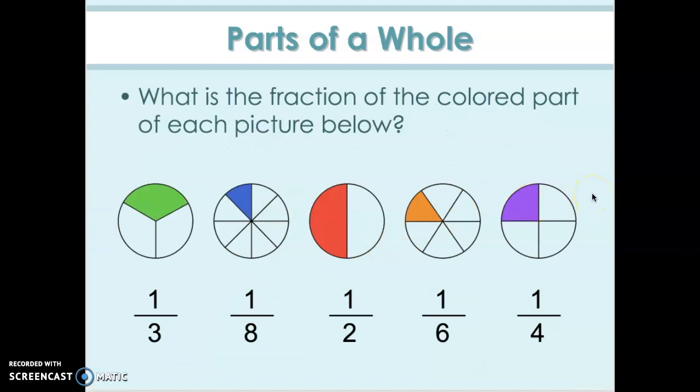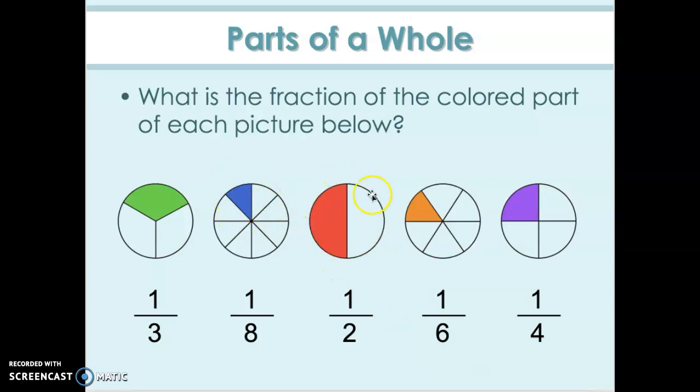Here are some different examples that I thought would help. What is the fraction of the colored part of each picture below? You're going to find the total number. There are 3 sections in this circle, and there's only 1 that's colored green. So your fraction would be 1/3. The 1 would be the colored part, the 3 would be the total. This next one, there's only one shaded in, and the total is 8. So your fraction would be 1 over 8. The 8 is the total, the 1 would just be the colored part.